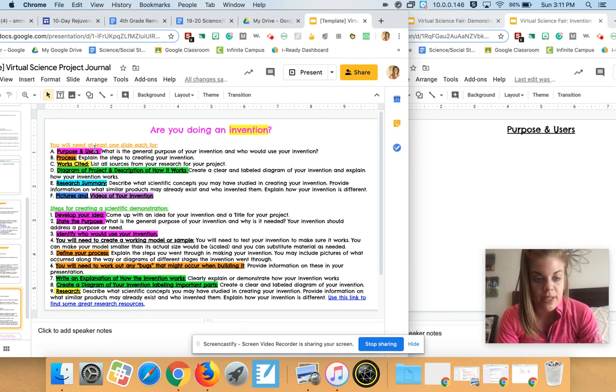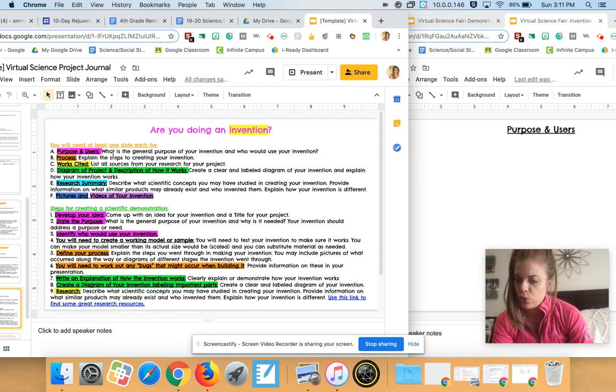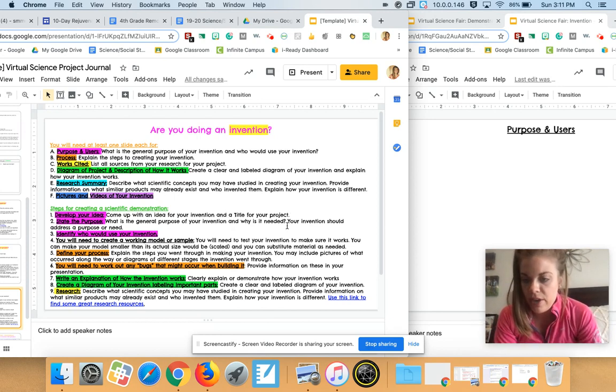Okay, so your purpose and user slide will talk about what is the general purpose of your invention and who would use your invention. So what kind of people would use your invention? Is it more geared towards kids? Is it more geared towards the elderly population? So who would typically use your invention? Or maybe it's kids who are interested in sports. So try to be as specific as you can with your users.